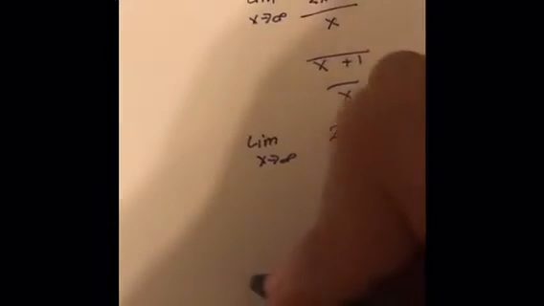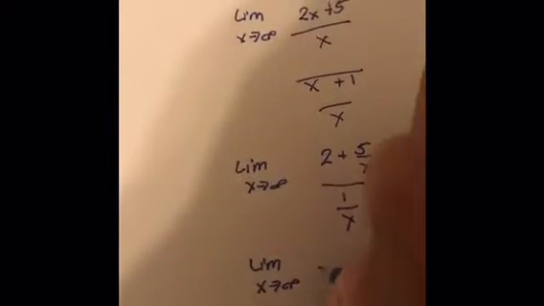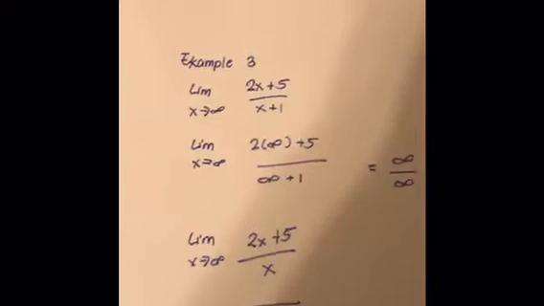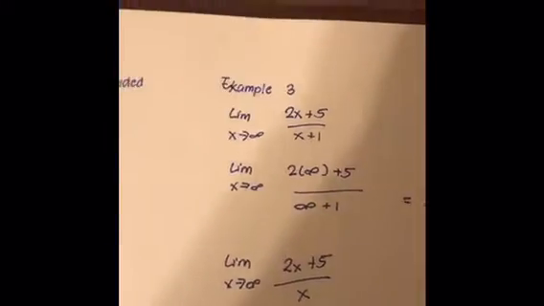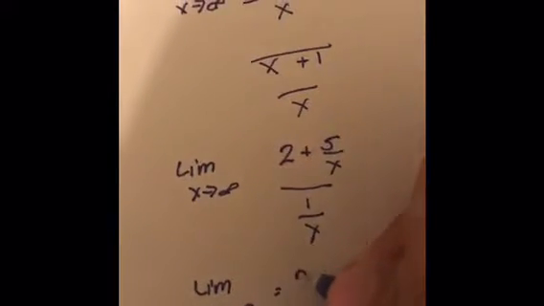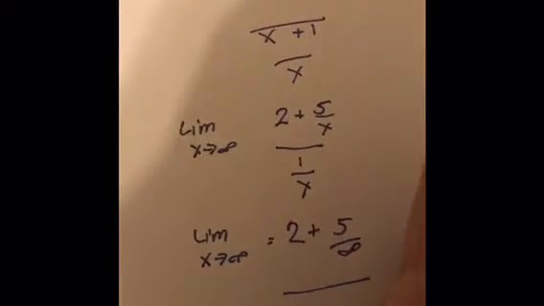Fair enough, guys. So the limit as x approaches infinity again. The next step is, after doing that, we just plug in our infinity again. So 2 plus 5 over infinity, over 1 plus 1 over infinity.